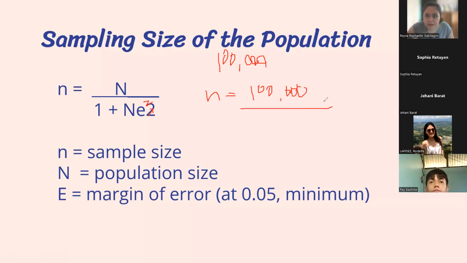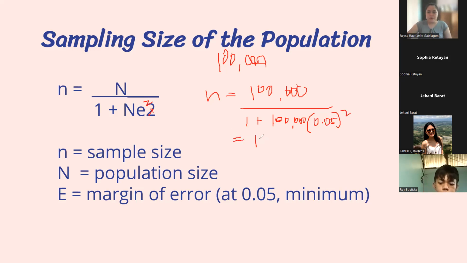Okay, please bear with my handwriting. I don't have my tablet now. So 1 plus, again, N is 100,000, times the e squared. e is the margin of error. So since we are just doing sampling, we will not expect a 100% correct na data to be collected. So magbibigay tayo ng room for error. And the minimum room for error is 5%. Again, that is 5%. So this is 0.05 and then squared.